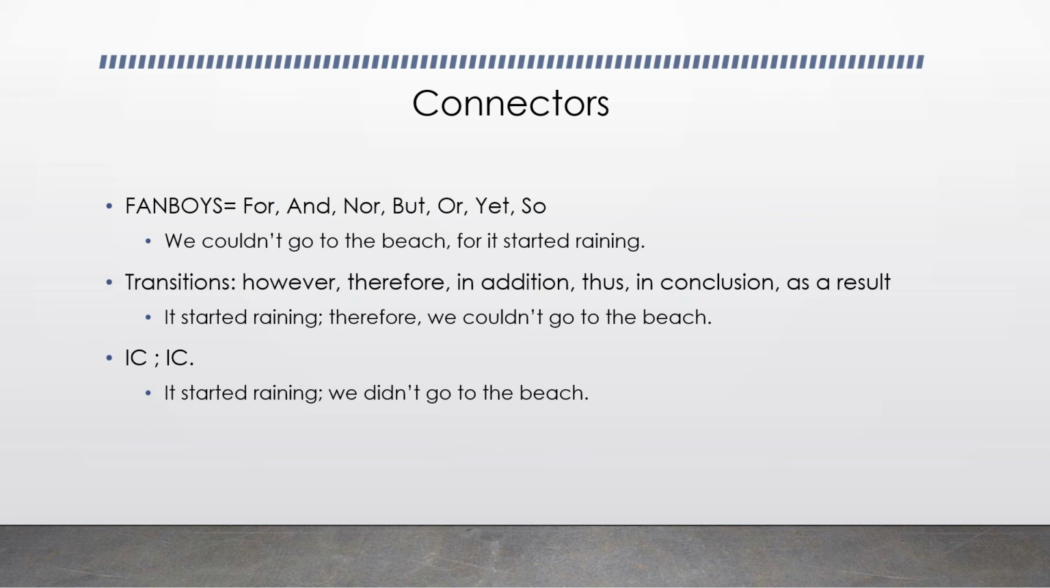The second way to connect two independent clauses is with a semicolon and transitions and the comma after. Here are some transitions: however, therefore, in addition, thus, in conclusion, as a result. It started raining; therefore, we could not go to the beach. Or with just a semicolon. It started raining; we did not go to the beach.